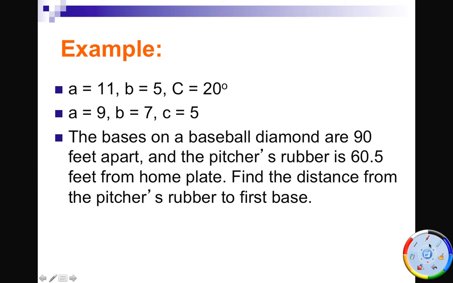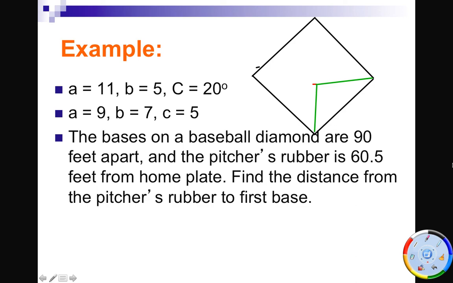Now, many people believe that a baseball field is a square, and technically it is. It's a diamond, obviously. But a lot of people actually think the pitcher's mound is in the dead center of the field, and it's not. The pitcher's mound is actually moved forward just a little bit. So pitcher's mound is right there. Now what we're going to be trying to find is the distance from the pitcher's mound to first base, given a little bit of other information.